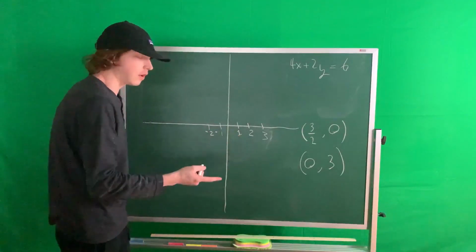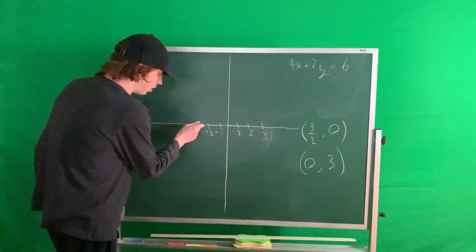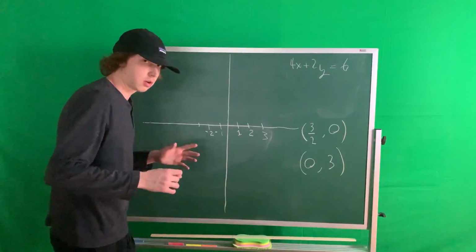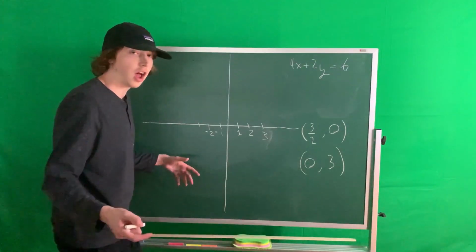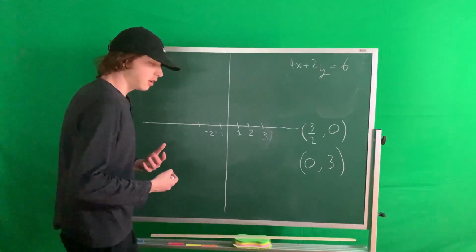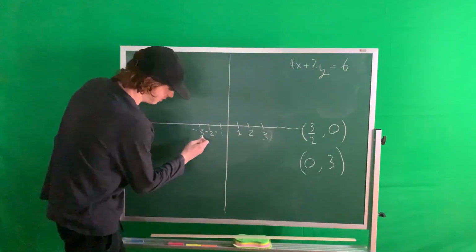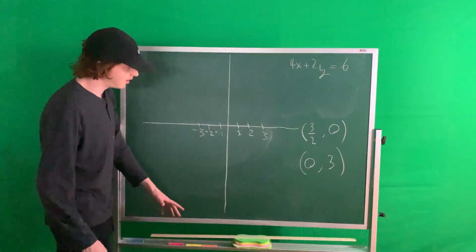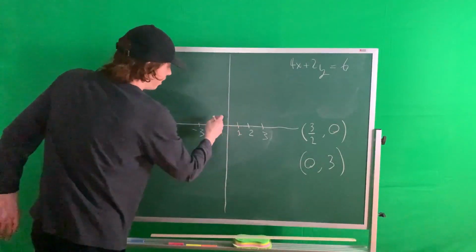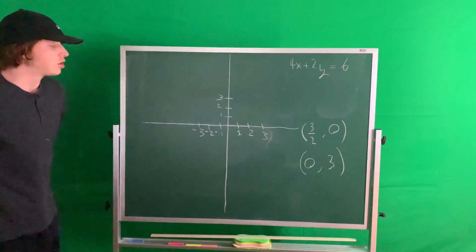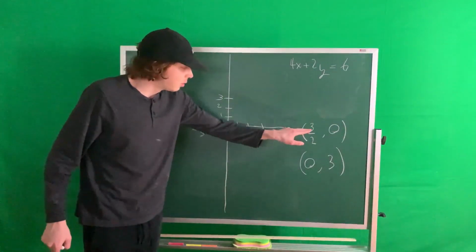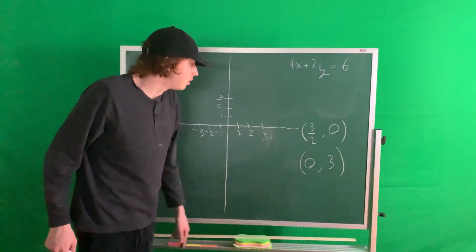You're never going to get a perfect graph unless you're using a computer or you have godly art skills, which obviously I possess. You'll catch up. All right. So, we have 3 halves, 0.